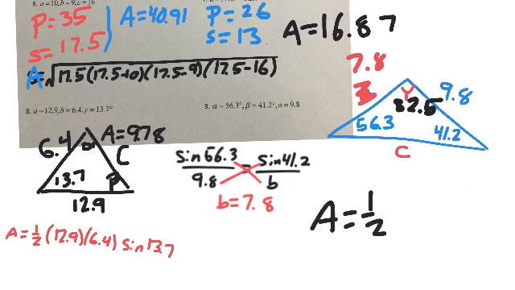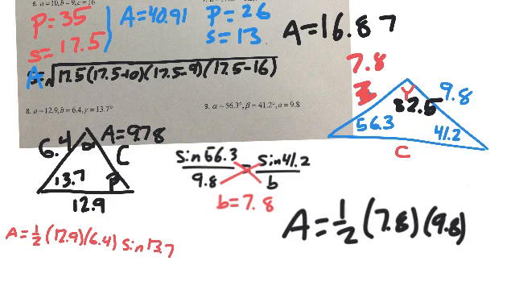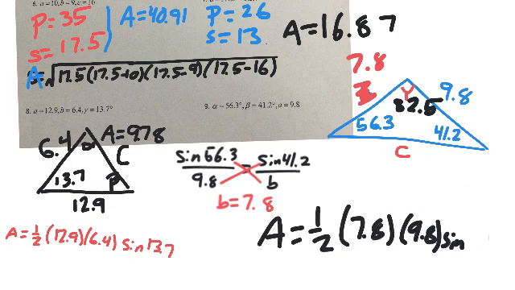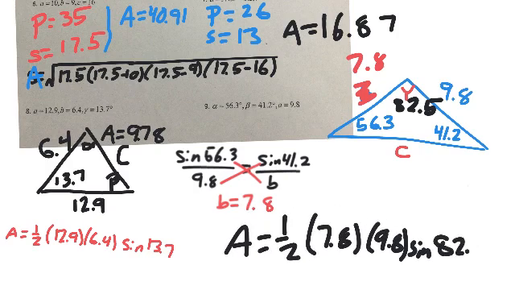That says area is equal to 1/2 the product of the two sides times sine of the included angle, which was 82.5. So I put that in my calculator: 6.5 times 7.8 times 9.8 times sine of 82.5. And so that's going to give me area equals 37.9 square units.